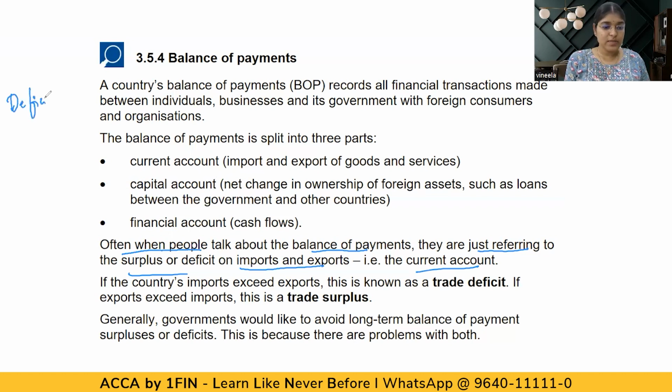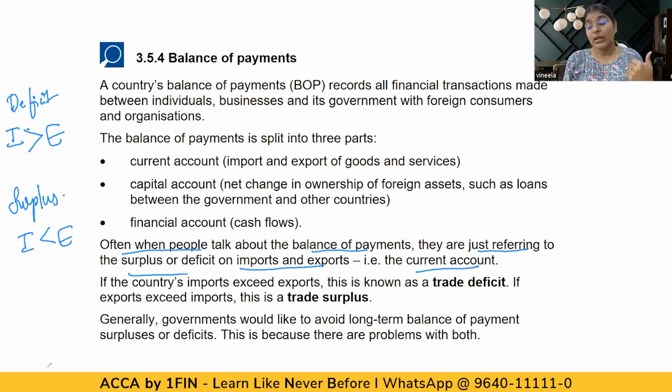One word is deficit and the other word is surplus. So India is importing more goods than exports. That means imports are greater than exports. I'm importing more but exporting less. The other point is I'm importing less and exporting more. That means imports are less than exports. So if you are importing more, it will be called a deficit. If you are exporting more, it will be called a surplus.